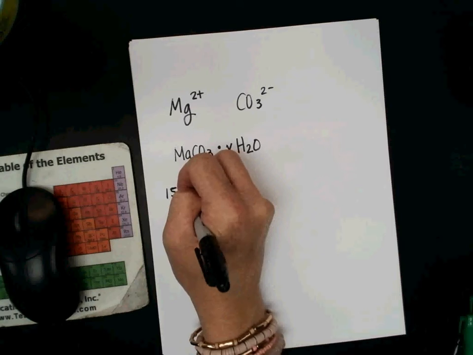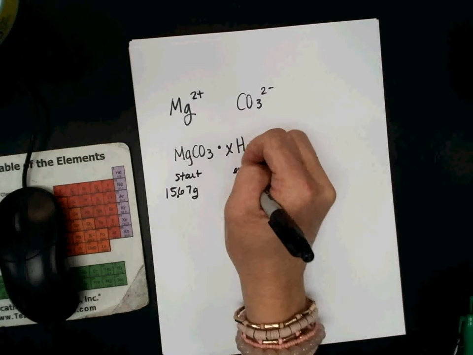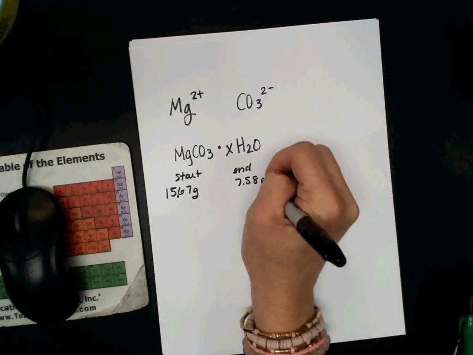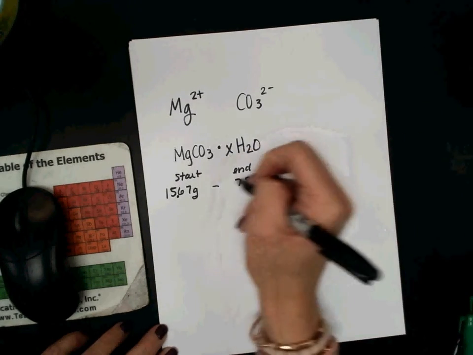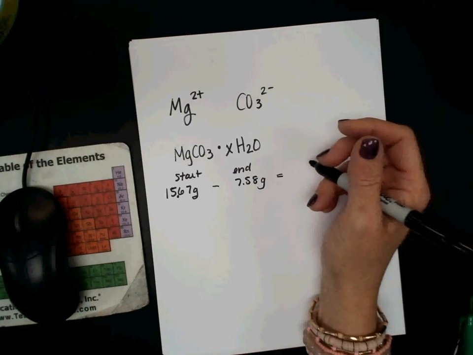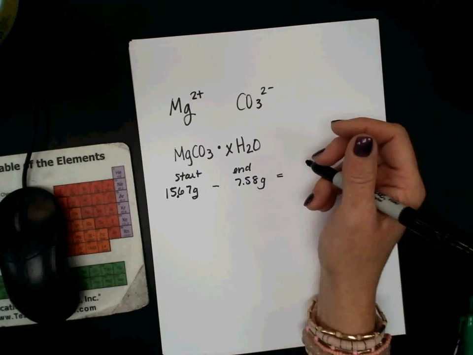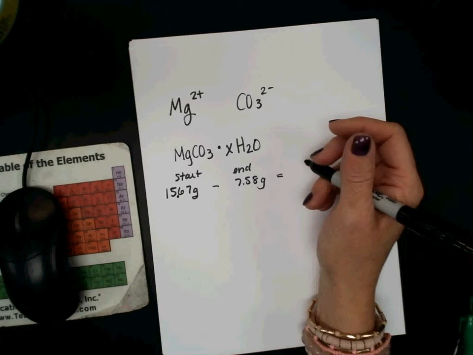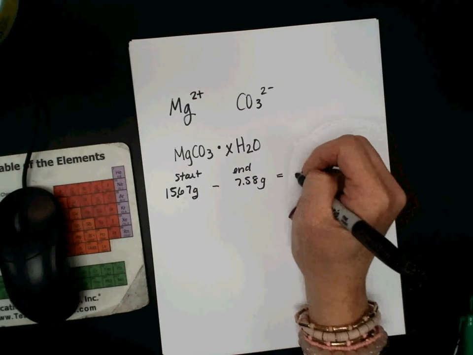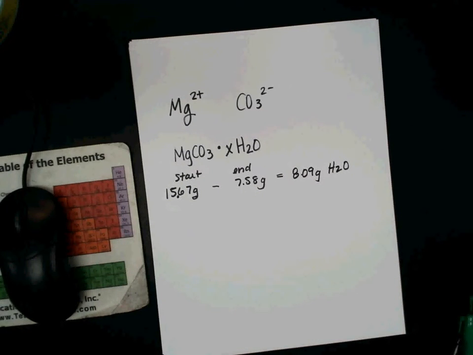I started with a sample mass of 15.67 grams, and I ended with, this is my start, this is my end, 7.58 grams. So if I use that and do the math, that tells me how much water was driven off. So do that. Stuart, what'd you get? 8.09 grams of water.